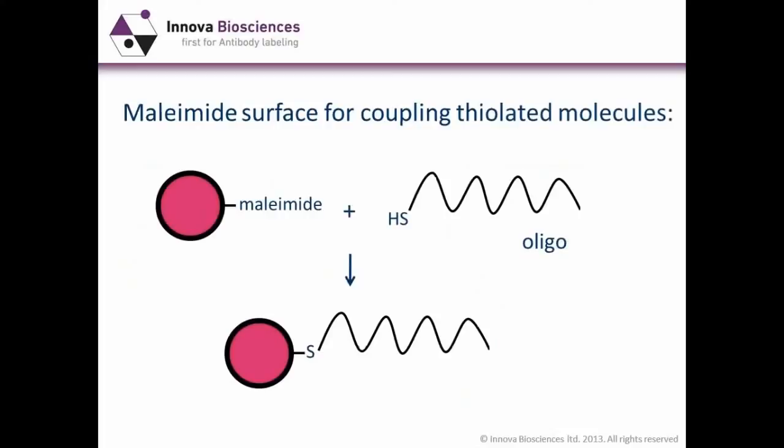Okay, so what we've done with this InnovaCoat surface is to attach other useful functional groups. So we have a maleimide surface, which can be used, for example, for attaching thiolated oligonucleotides to give this product. And of course, because the oligo is attached to a surface which is irreversibly bound to the gold, this too is now irreversibly bound. It's not going to dissociate.